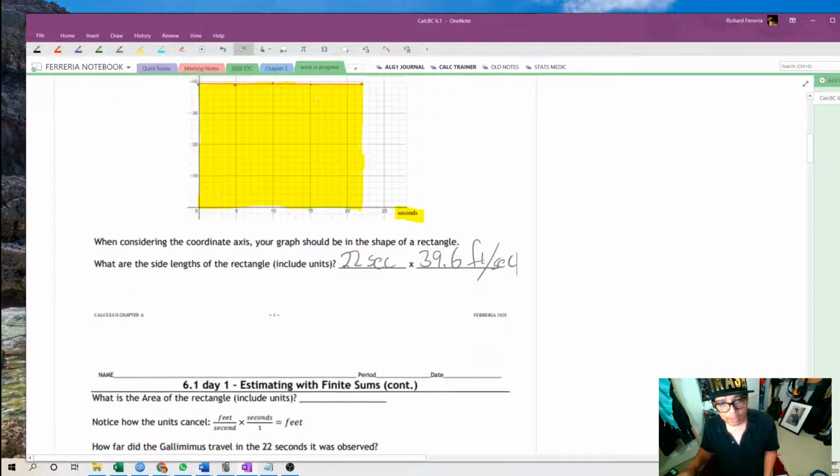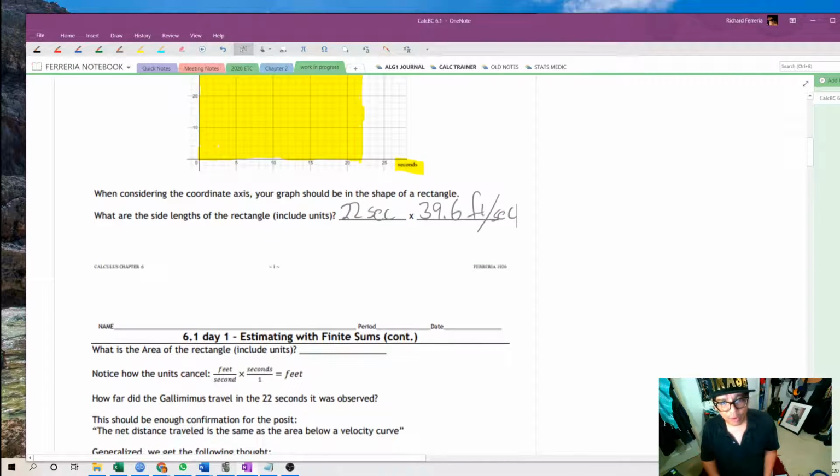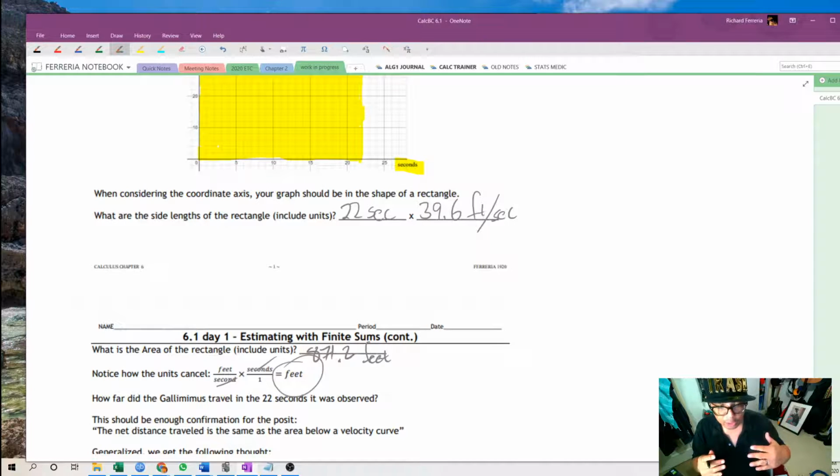So we have all that. So what is the area of the rectangle? So the area of the rectangle is 22 multiplied by 39.6, 871.2 feet. Notice how the units cancel. We have feet per second multiplied with a second, and that just gives us feet. Which means that if we find the area and the units match each other, then that unit of time is always going to cancel out when we find the area.